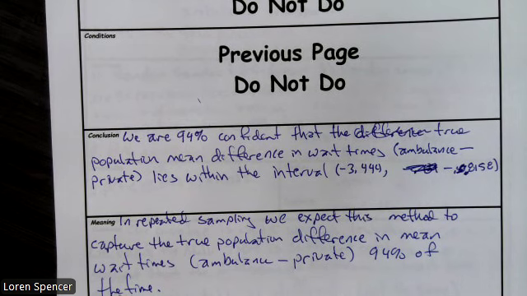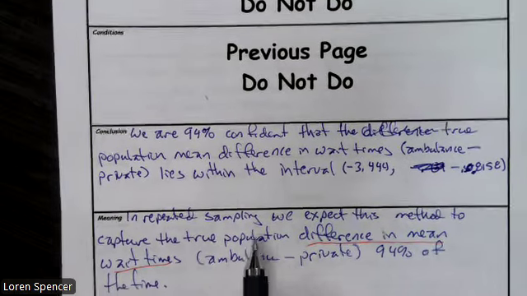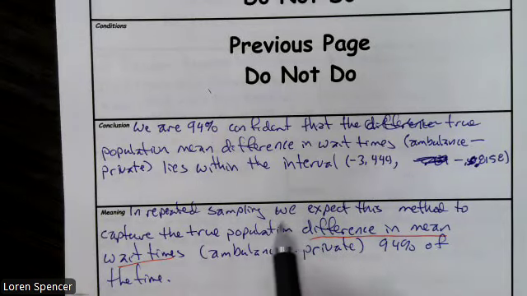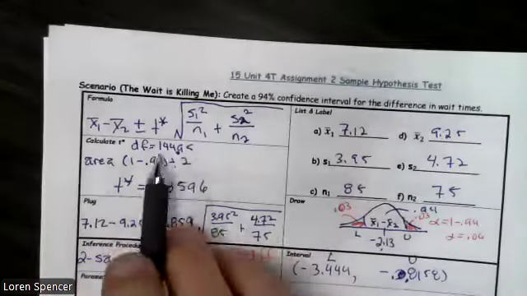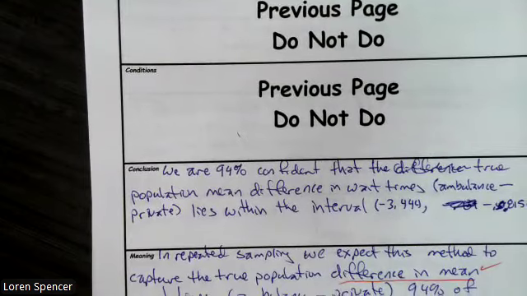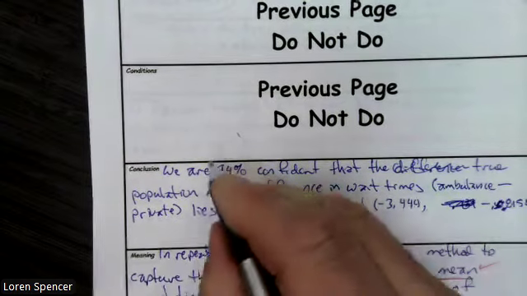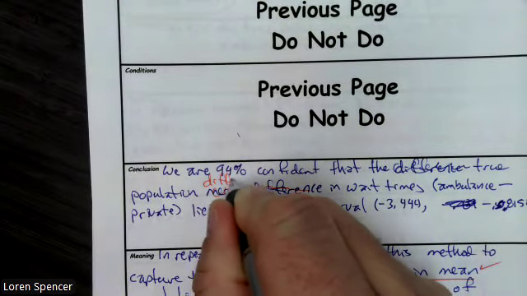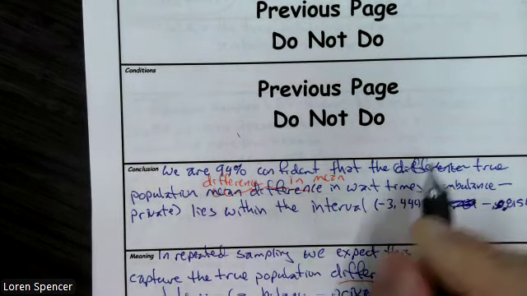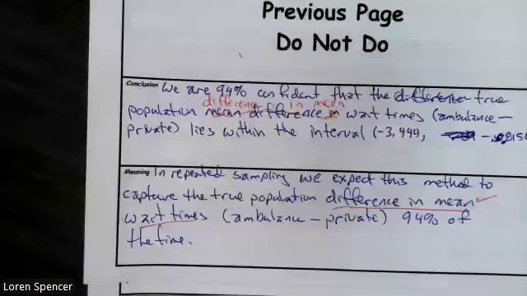All right, let's take a look at this real quickly. This says true population difference in mean wait times. And this says mean difference in wait times. Ooh, one of these has to be wrong. Difference in means, that's what we have, the difference in means. So this one is correct. This right here would have been paired, so make sure you don't do that. Make sure that this says true population difference in mean wait times.